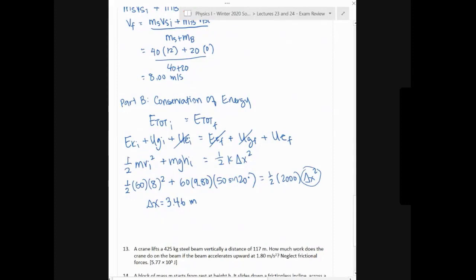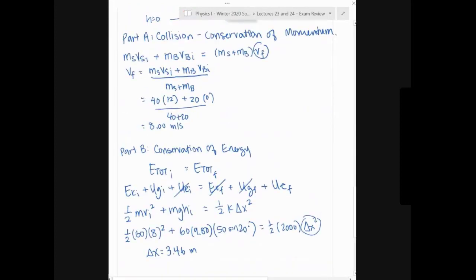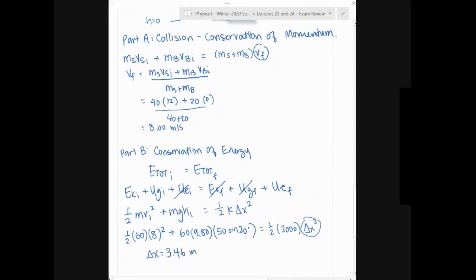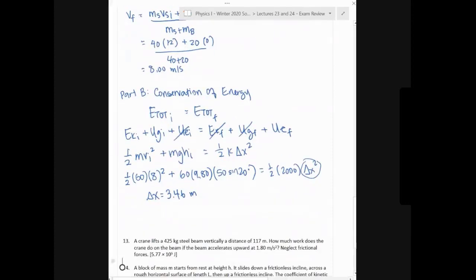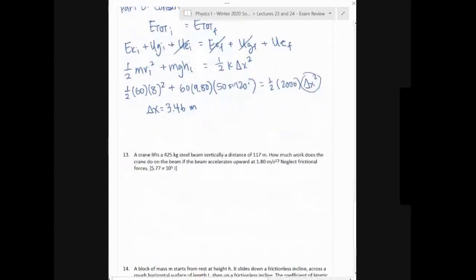And that's it. Okay, so two problems in one, basically. You have a collision and a conservation of energy. Any questions here? No. Okay, so move on to 13.